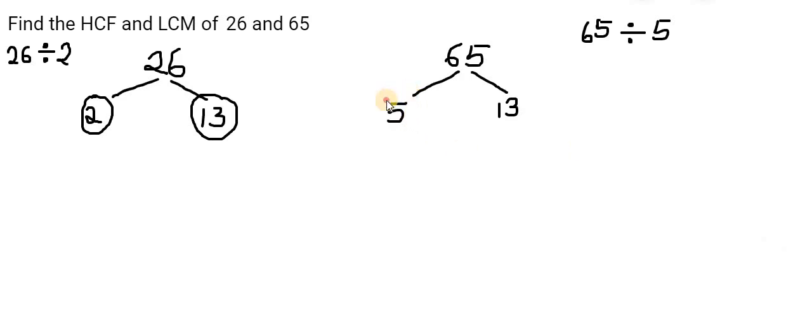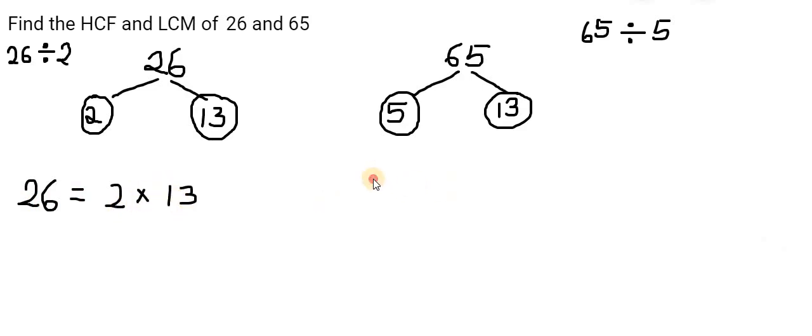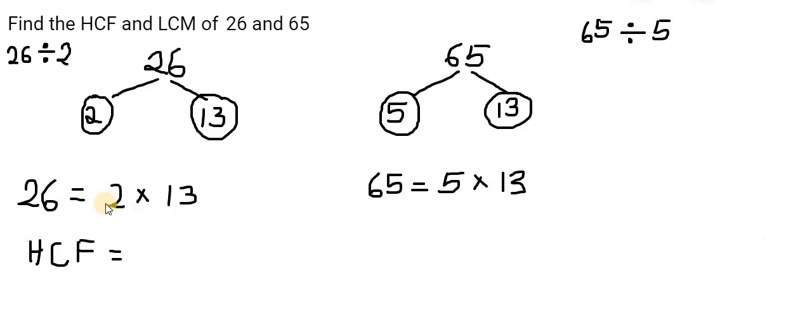Okay, so 5 is a prime number, so we circle that. 13 is a prime number, so we circle that too. Now, 26 as the product of prime factors is 2 times 13, and 65 as a product of prime factors is 5 times 13. Now, the HCF is the common factors between both breakdowns. So the highest common factor of 26 and 65 is only 13.